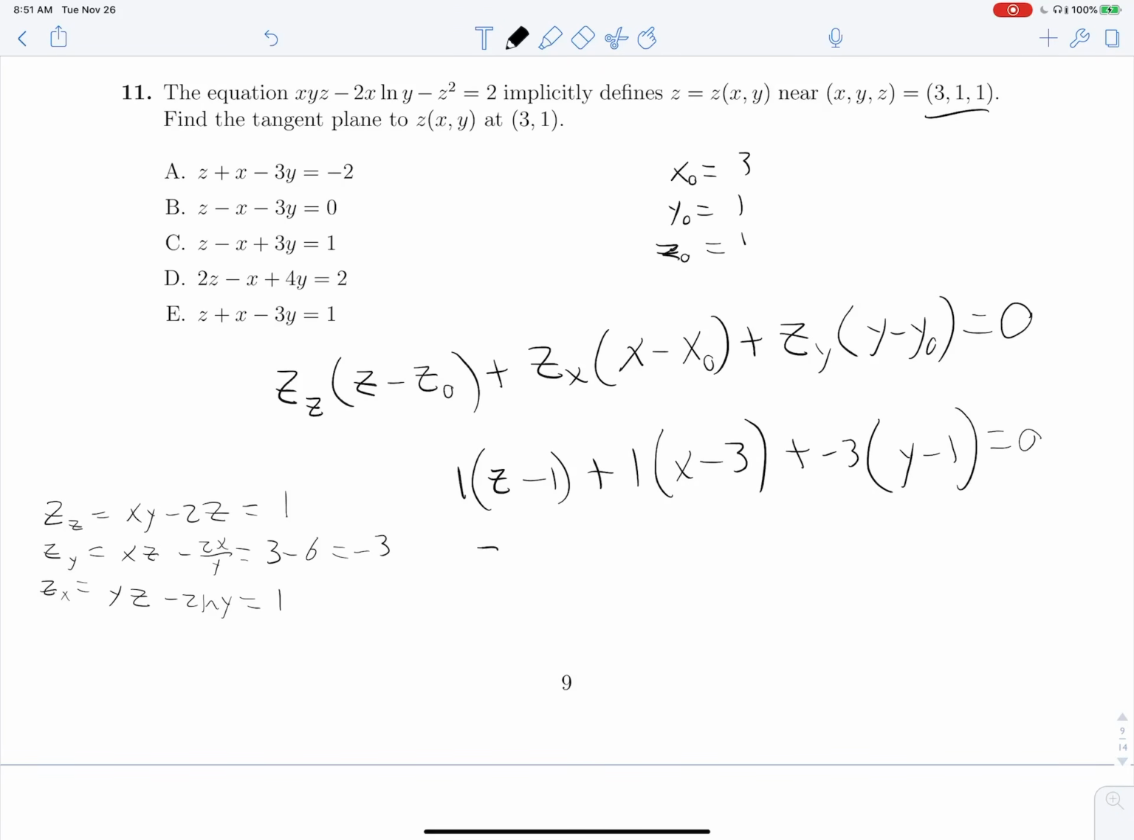So simplifying, we will get z - 1 + x - 3 - 3y + 3. And we see that we can rearrange this to z + x - 3y = 1. And z + x - 3y = 1 is answer choice E.